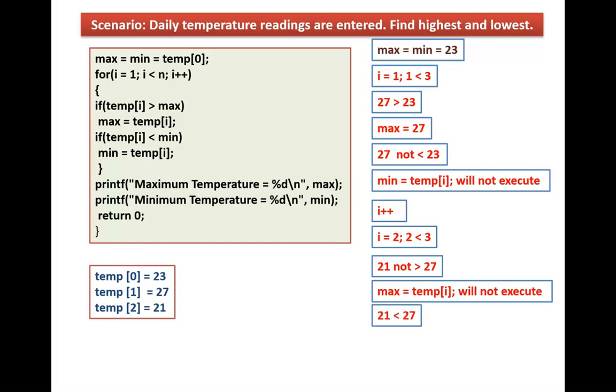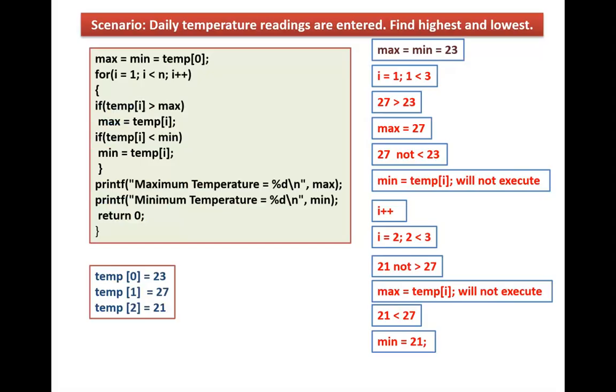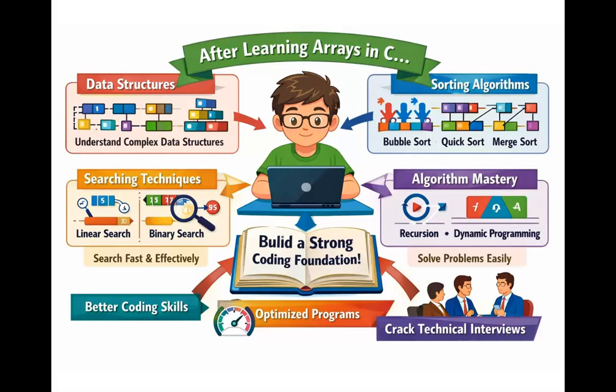Again check temp of i. The i value is 2. Temp of 2 is 21. Is 21 less than 27? Yes. So min gets the value 21. Right? So again i gets incremented and what happens? i becomes 3. 3 is not less than 3. So the loop ends, and you print the maximum and minimum values. The maximum and minimum elements are found.